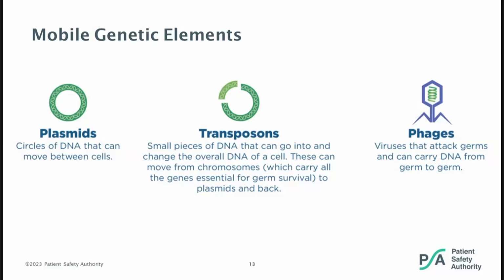Then we have phages or bacteriophages, which are viruses that infect bacteria. The concerning risk with antimicrobial resistance transmitted by these mobile genetic elements is that they can potentially be spread to different strains or between different species of microorganisms. Some resistance genes that are transmitted in this way can be stably inserted into an organism's chromosome and can then be passed down by cell division.